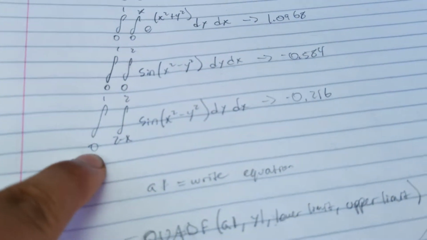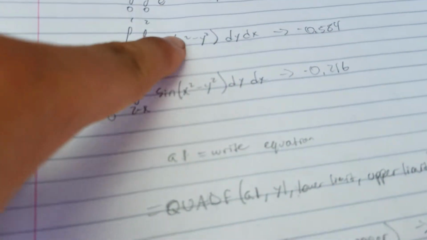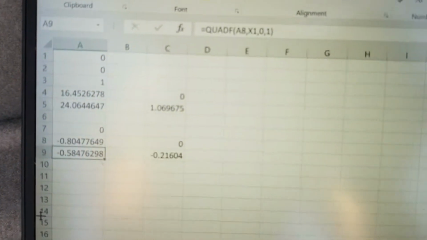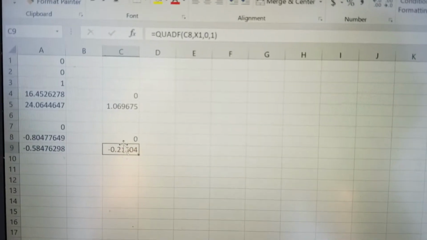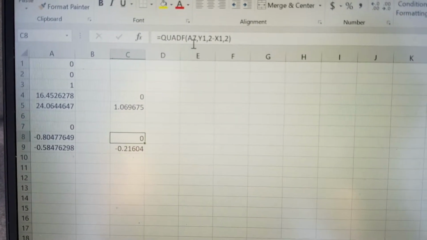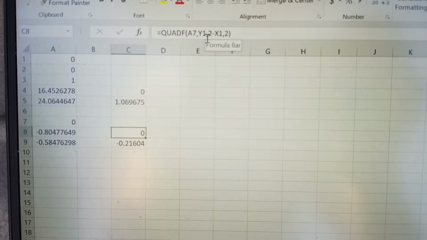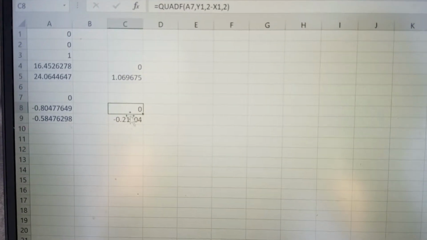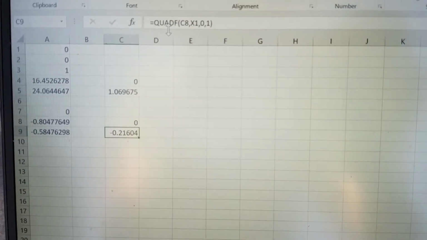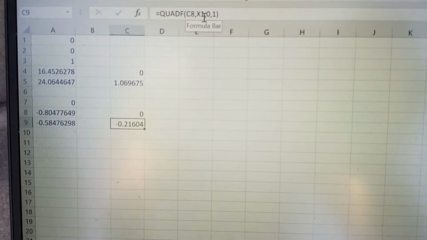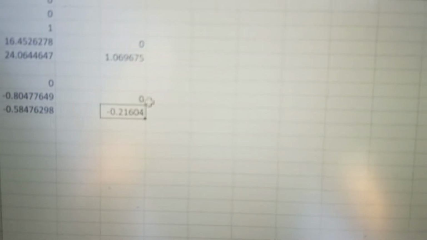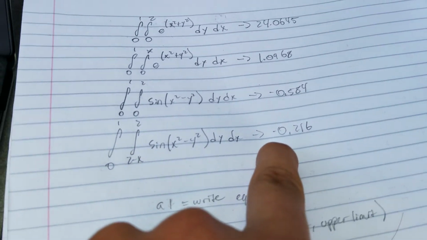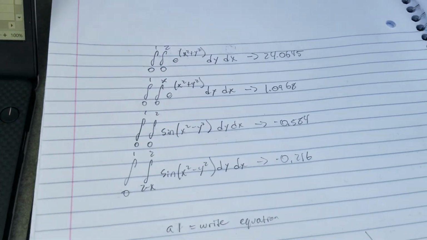And last but not least, this one was the same thing as the previous one, just the bounds were different. So in terms of y, the bounds were from 2 minus x to 2. Then the second integral is QUADF of 0 to 1 in terms of x, and we got negative 0.216, which is what we should have gotten. So thank you so much for your time, and that was my project.